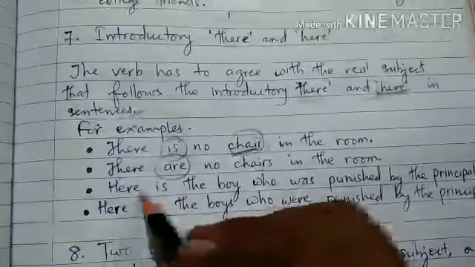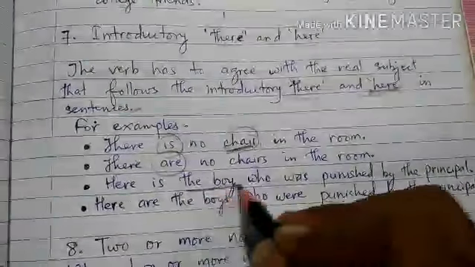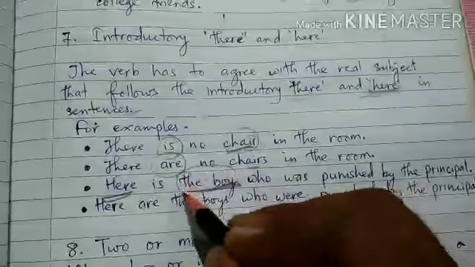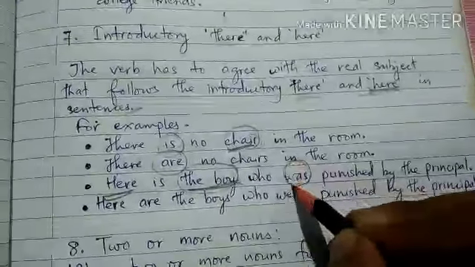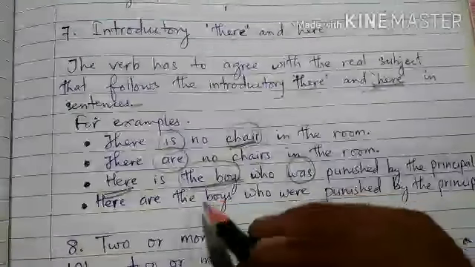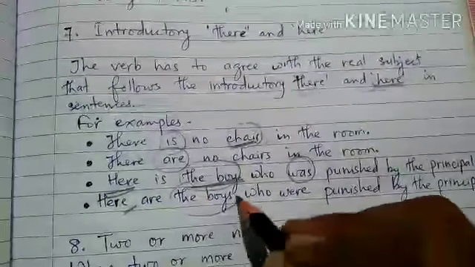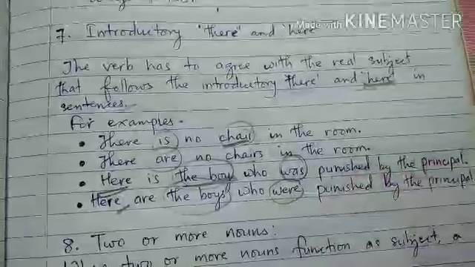Like, here is the boy who was punished by the principal. After "here", the main subject, the boy, is singular. So, singular verb. Understood? Here are the boys. Again, I have written the same sentence with the introductory "here", but the main subject is plural, the boys. So, plural verb. Understood?